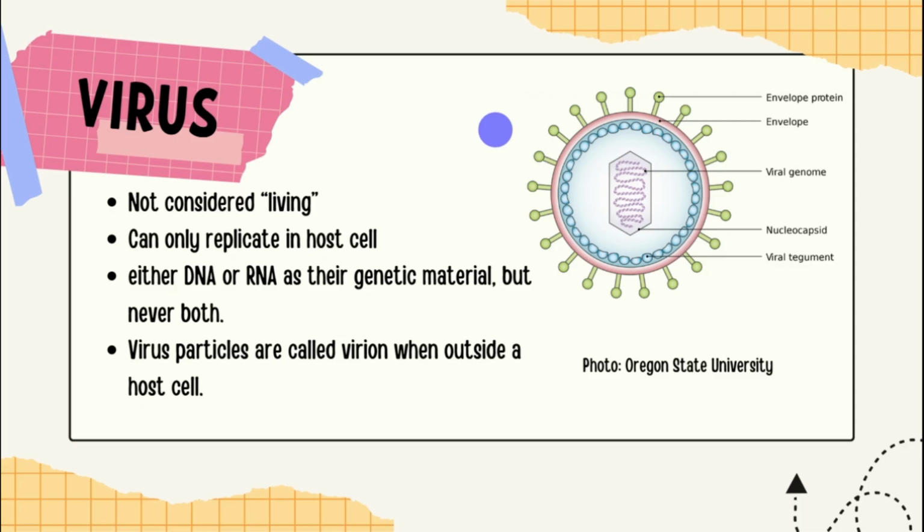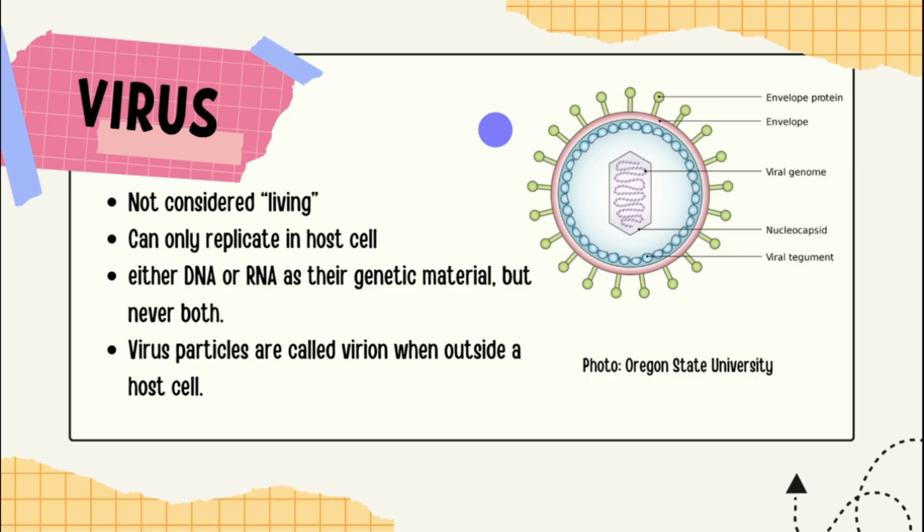So basically, what you need to know about viruses is that they can either have DNA, which is deoxyribonucleic acid, or they can have RNA, which is ribonucleic acid, as their genetic material, right? But never both. So there's no way you're going to find both DNA and RNA in a virus. It's either one or the other.